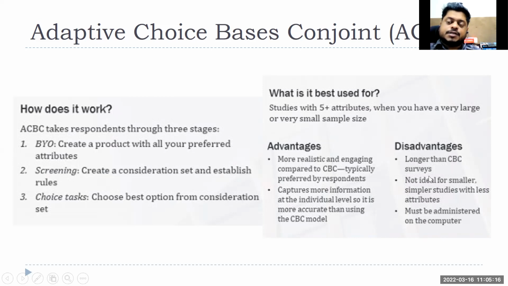In CBC, I'm creating choices. Now, the customer is doing everything. The customer is creating or finding attributes, creating a consideration set, and out of those 10 or 5 considerations, making his choice. Customers might not spend that much time with you. Filling in a survey is a most tiring task, and very few customers will spend that much time with you. It is not ideal for smaller, simpler studies with fewer attributes. Obviously, if there are fewer attributes, we can just go for choice-based conjoint.